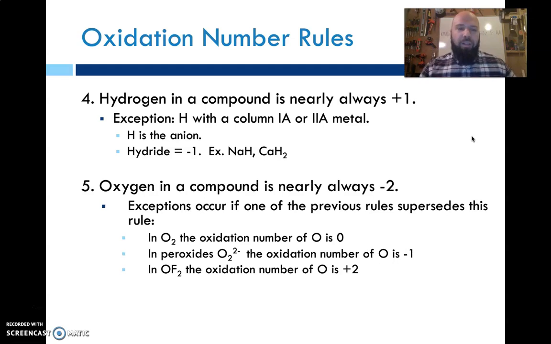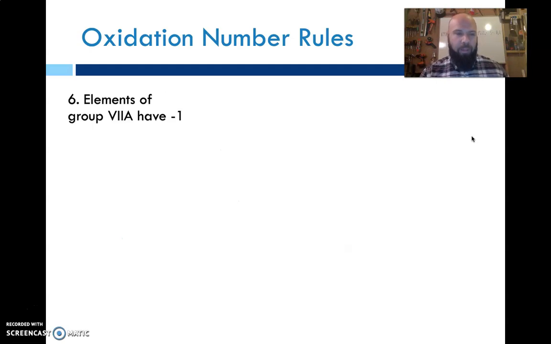Rule number 5, oxygen in a compound is nearly always -2. There are 3 examples there. They're very similar to the other exceptions we've already looked at. Again, if a previous rule supersedes the rule, that's what you go with.